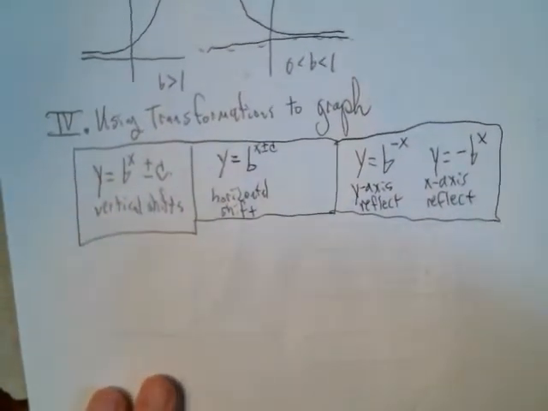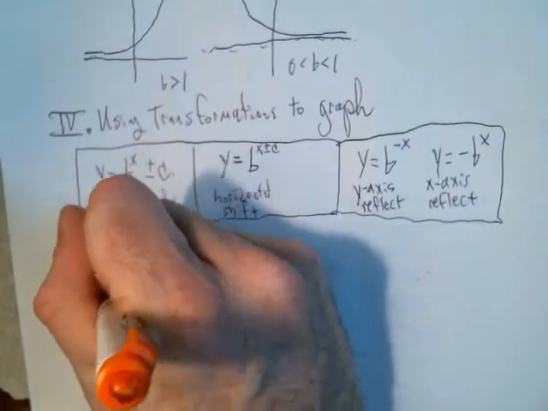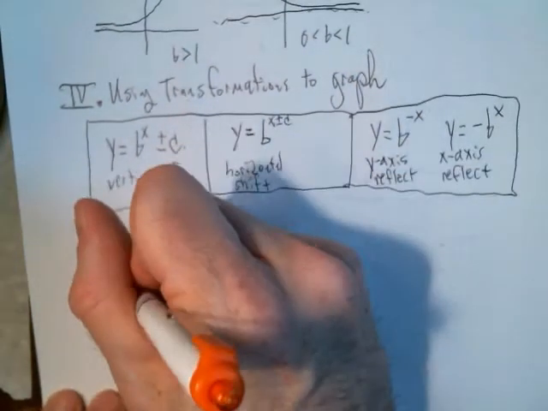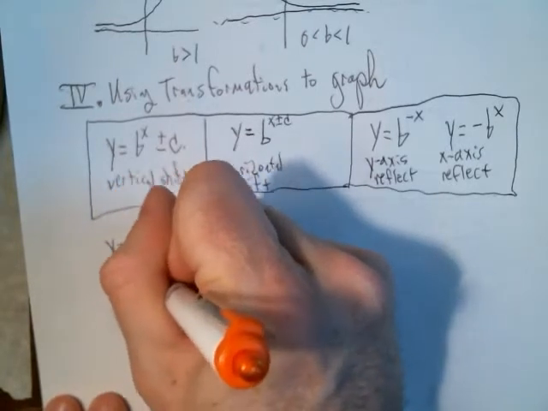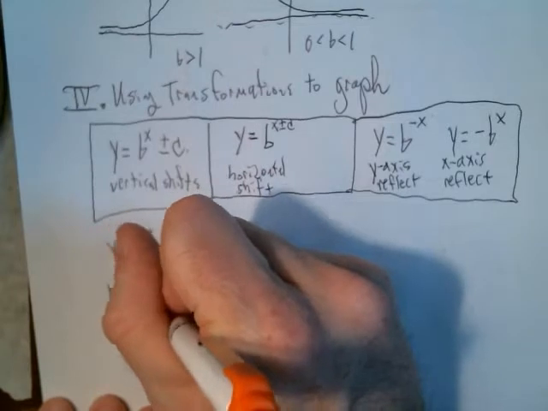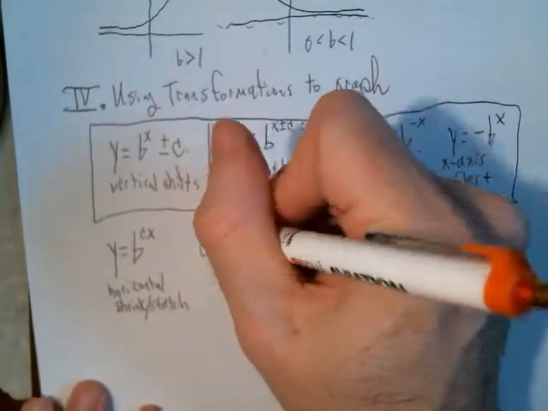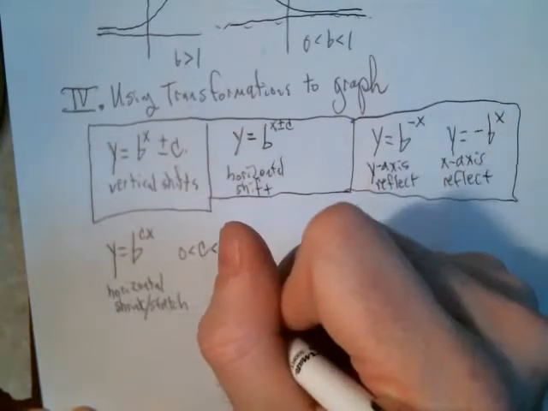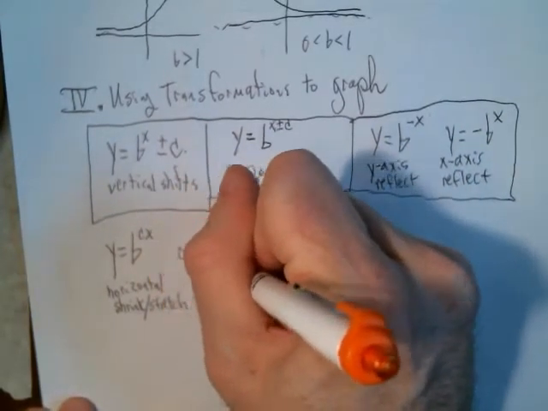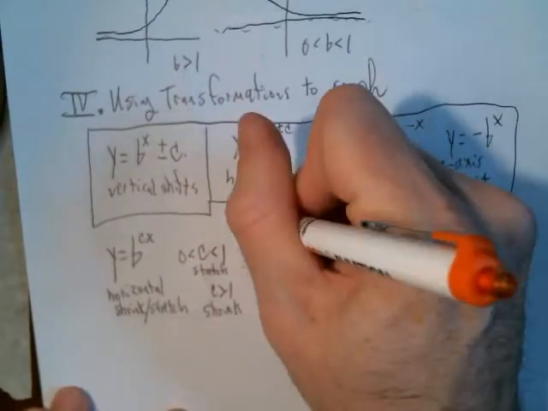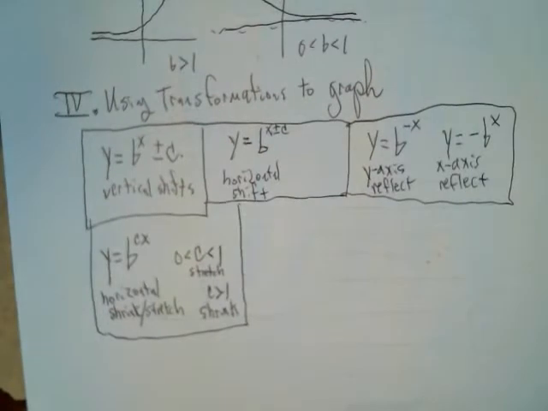What else? You have the stretches and shrinks. So if you have y equals b to the cx, this will be a horizontal shrink or stretch. And that's based off of the c value. Okay. Basically, if c is between 0 and 1, then it's going to be a stretch. And if c is greater than 1, that's going to be your shrink. And if you've taken trig before, what are you doing? You're messing with the period.